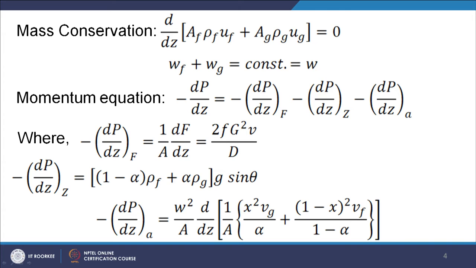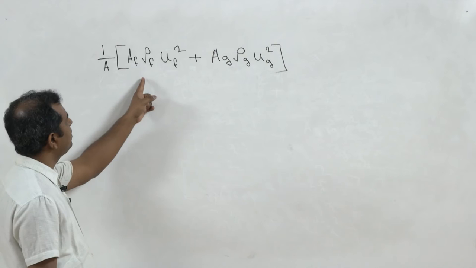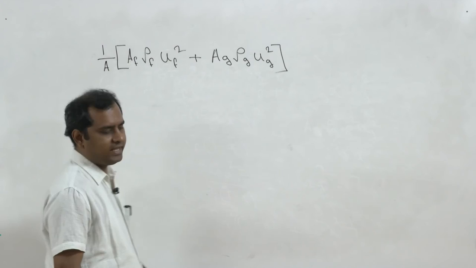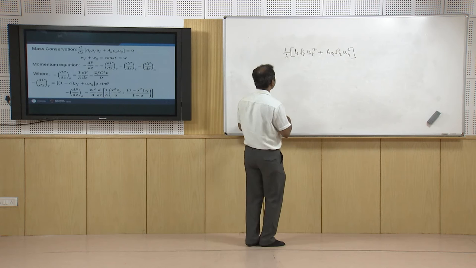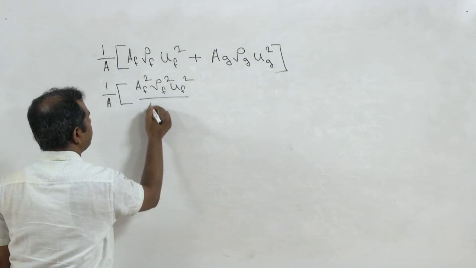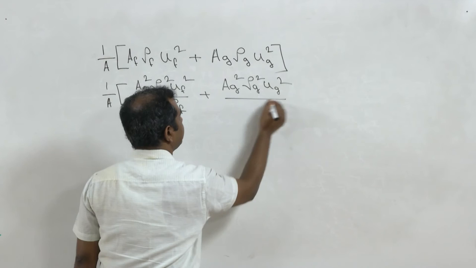Let us try to understand how this expression came. Let me show you how this acceleration part comes into the picture. In your momentum equation, the acceleration part due to inertia will be like this: 1 by A, A_F rho_F U_F squared, this is for the liquid part, and A_G rho_G U_G squared, this is for the gaseous part. Now, let us see how this can be simplified. So, 1 by A, A_F squared rho_F squared U_F squared divided by A_F rho_F, plus A_G squared rho_G squared U_G squared divided by A_G rho_G, right.